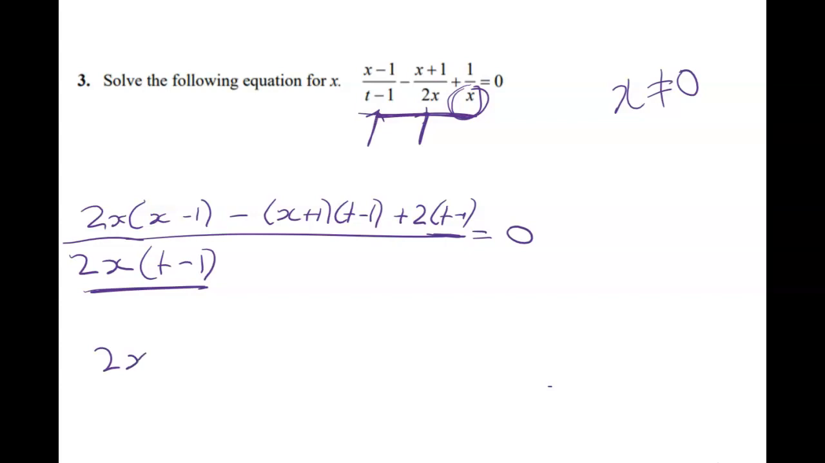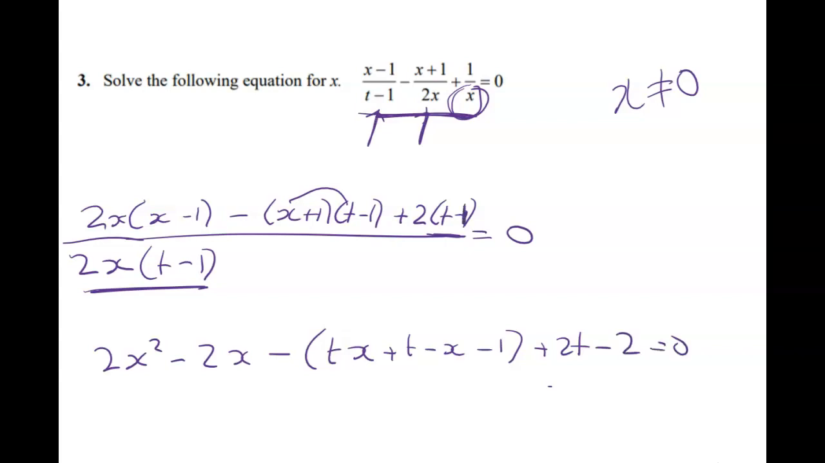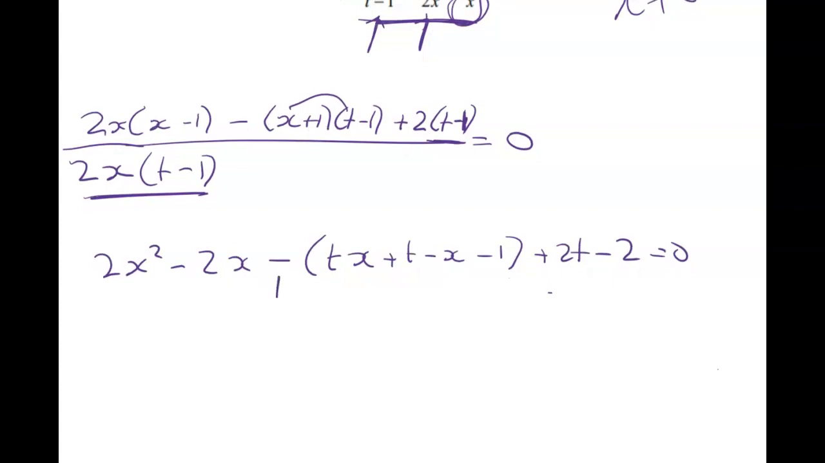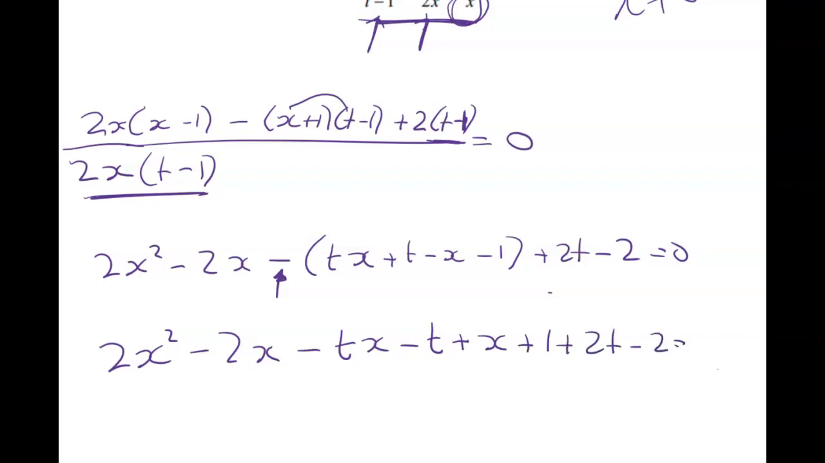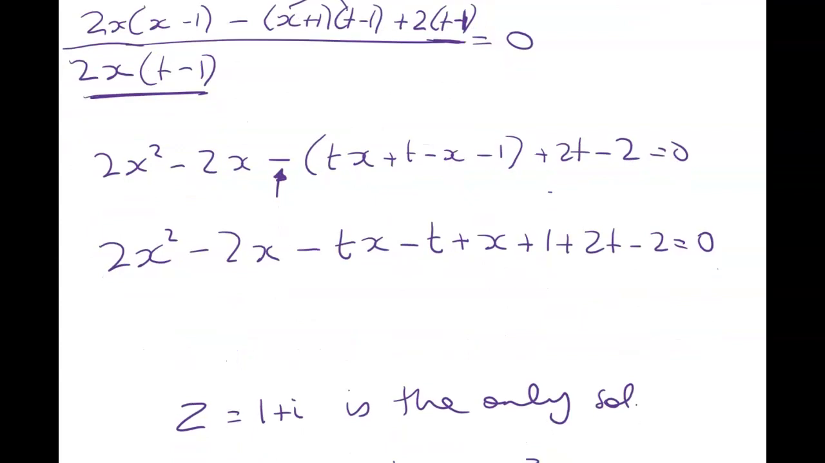That leaves me with 2x squared minus 2x minus tx plus t minus x minus 1 plus 2t minus 2 equals 0. It's a 1 in there. I've been really careful with this minus sign here because I can see that that's going to really muck things up if I stuff it up. So I get minus tx minus t plus x plus 1 plus 2t minus 2 equals 0. So we're just getting a big messy quadratic here.